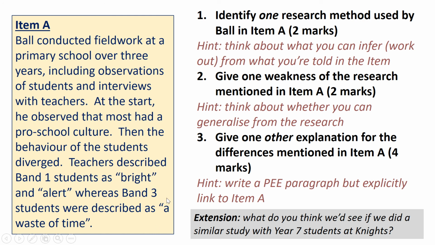And one other explanation for the differences, well, maybe these students are bright and alert and these are a waste of time because of external factors, factors outside of school. Maybe they're more likely to come from middle class backgrounds. That's why they're doing well in school, because their parents have got that cultural capital. Maybe the students in band 3 are doing badly in school because their parents aren't interested in education. Maybe their material deprivation is causing a problem. And that's why they're not doing as well, and why their teachers think that they're a waste of time, because the student thinks school's a waste of time. So you could have used any of those other explanations. 3 marks for writing a P paragraph about them, 1 for linking it to the item. So use language like bright, a waste of time, pro-school culture.